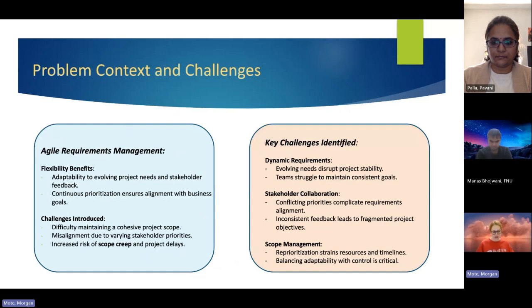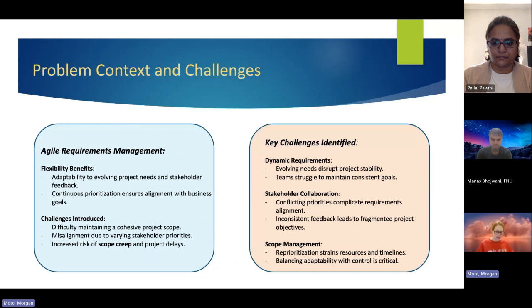On one hand, continuous feedback ensures that the product remains aligned with business goals and customer expectations. However, on the other hand, it introduces the risk of inconsistent goals and fragmented requirements due to differing stakeholder priorities. For example, stakeholders from different departments may have conflicting demands, such as focusing on user experience versus optimizing backend performance. And these competing interests can make it challenging for teams to define a cohesive roadmap.